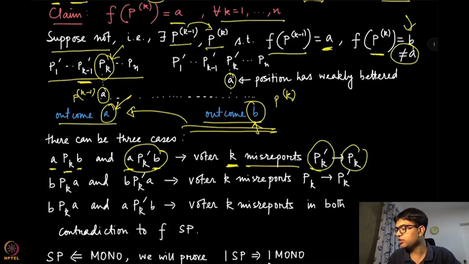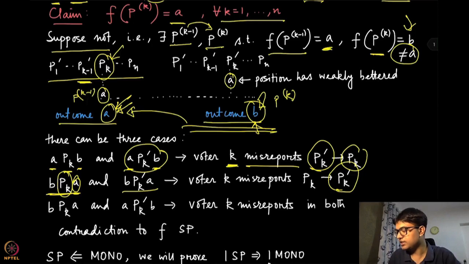Similarly, the converse: you can imagine that B is more preferred than A in both these cases. Then from PK, it knows that the outcome is a worse outcome, so it is outputting A. While if it misrepresents its preference to PK prime, it can get an alternative B, which is more preferred by the same agent at that preference profile. So in both these cases, K misreports.